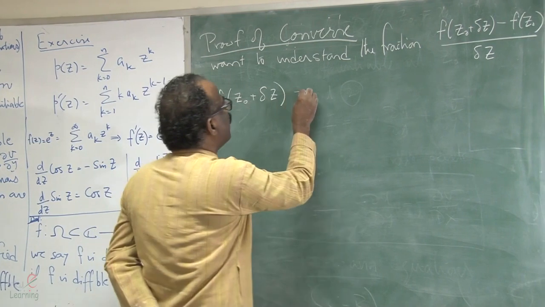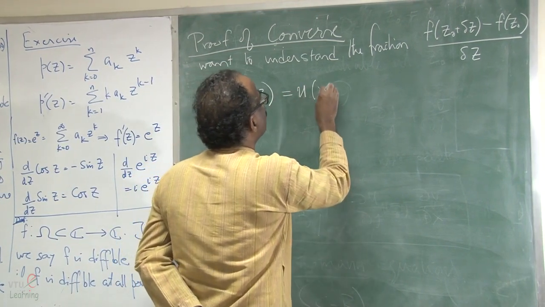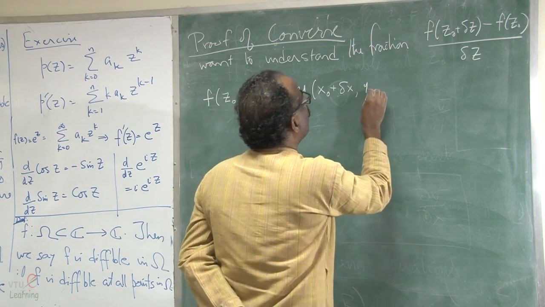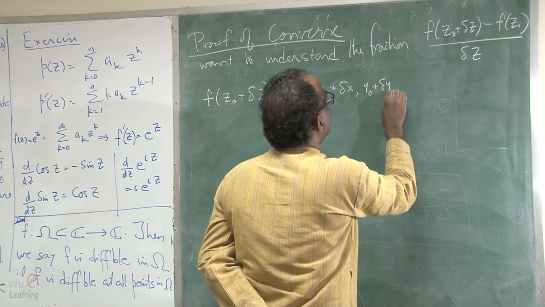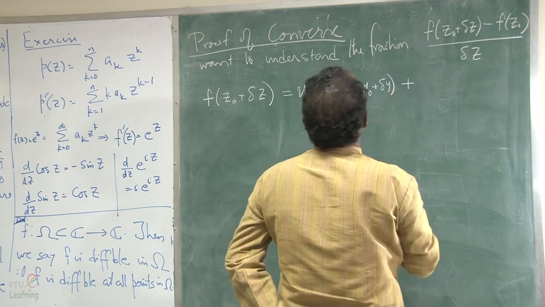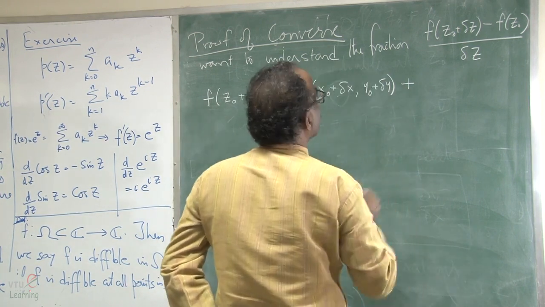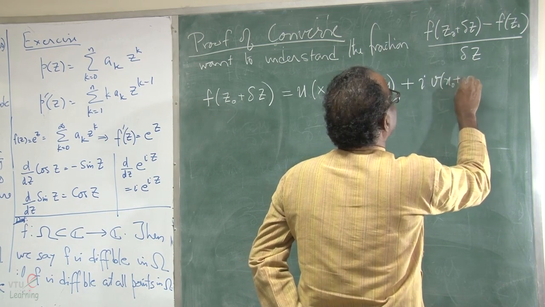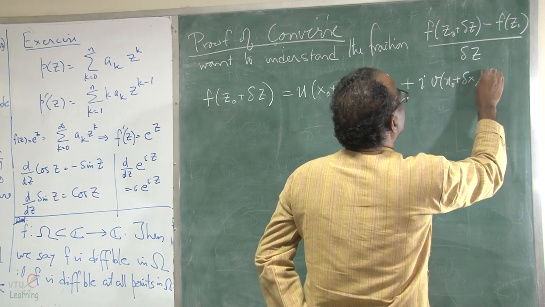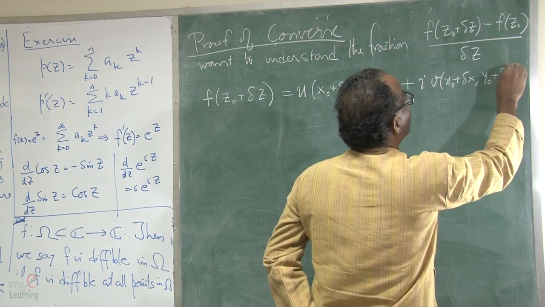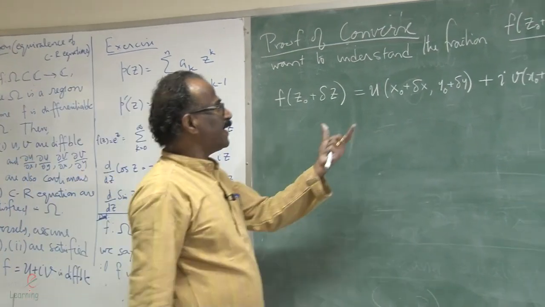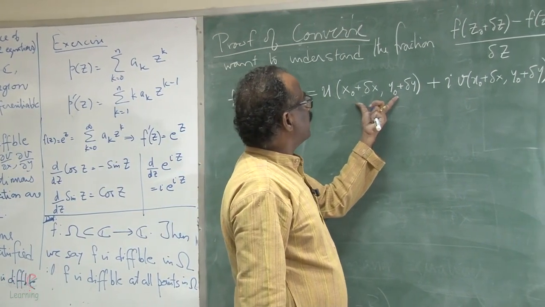So that is nothing but u of x naught plus delta x, y naught plus delta y, plus i v of x naught plus delta x, y naught plus delta y. This is the thing I want to understand. The delicate argument comes from here.